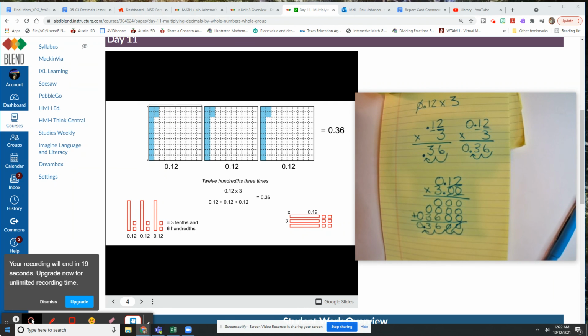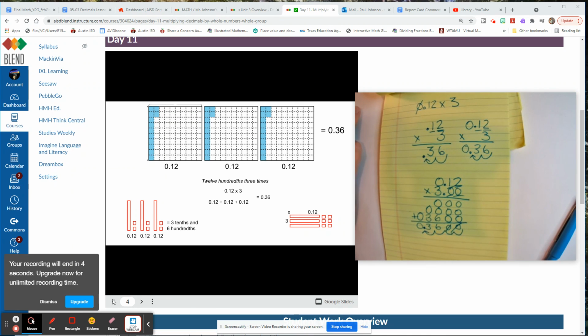So basically, that's all the extra work that we would have to do if we line up our decimal points and line up our place values when multiplying decimals. So take the shortcut, make it easier for yourself, and let me know if you have any questions. Let's move on in the next video.